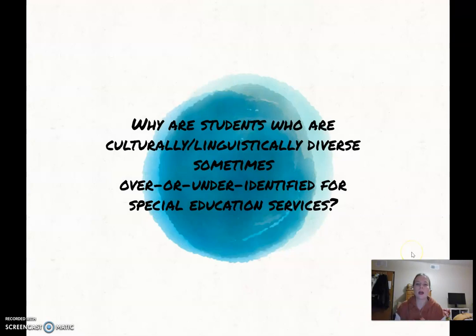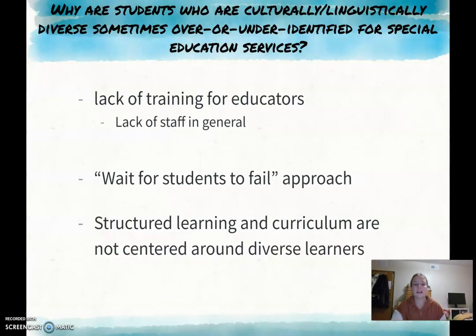The third question is, why are students who are culturally or linguistically diverse sometimes over or under-identified for special education services? So in our textbook, there are different strategies that they give us and different reasonings for this. The main one I saw was a lack of training for educators, or a lack of staff in general. We all know there's a teacher shortage going on right now, and resources aren't always abundant. Sometimes you've got to make do with what you've got, and sometimes you get a teacher who may not have the education or the class or the training to help teach an ELL successfully.